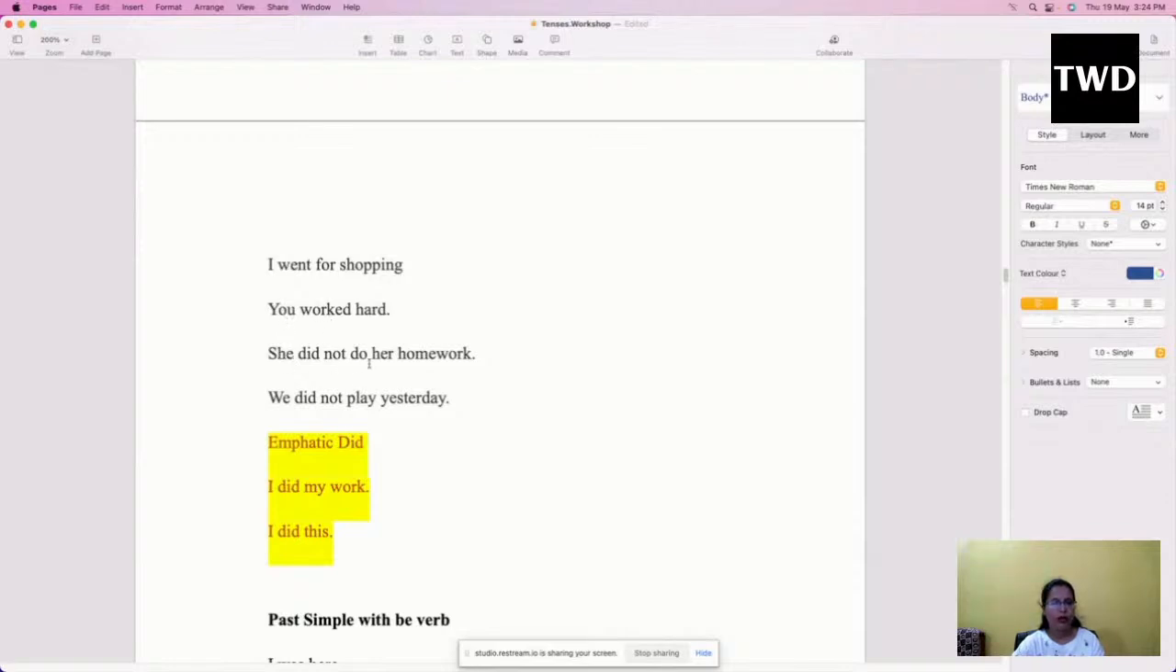She did not do her homework. This is a negative form of the sentence. She is the subject, a third person singular pronoun. She did not. So, did is the helping verb in its past form. Did not do. Do is the present form of the main verb. So, she did not do her homework. You will not frame the sentence "she did not done her homework." This is totally wrong. You have to say she did not do her homework.